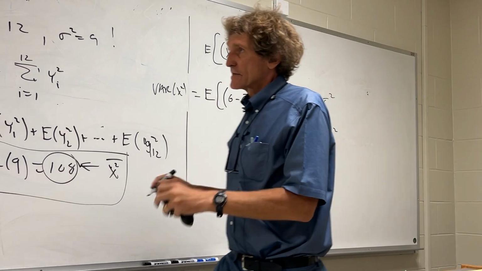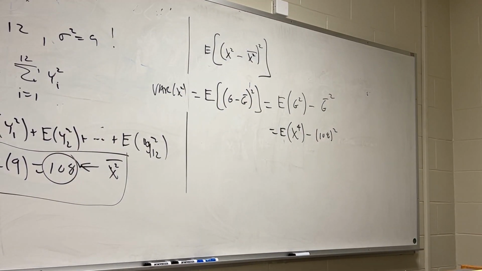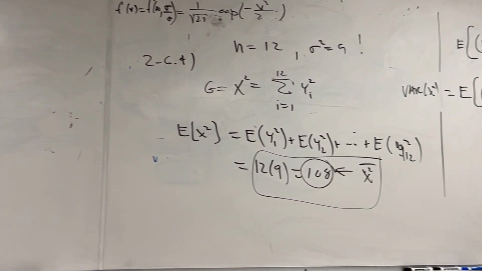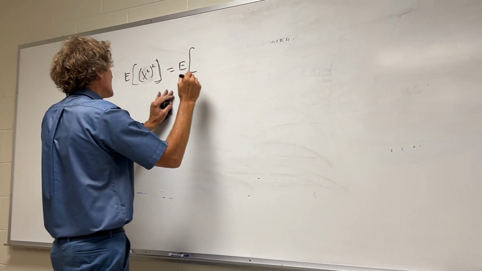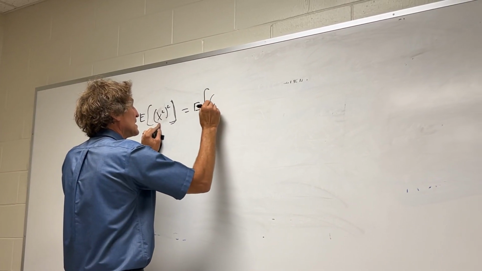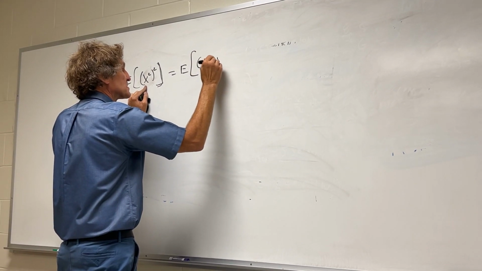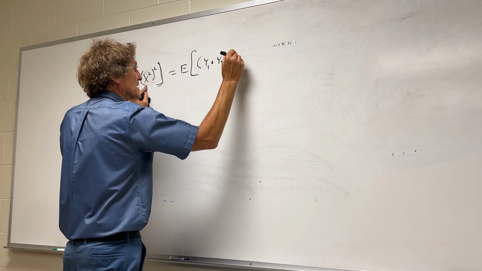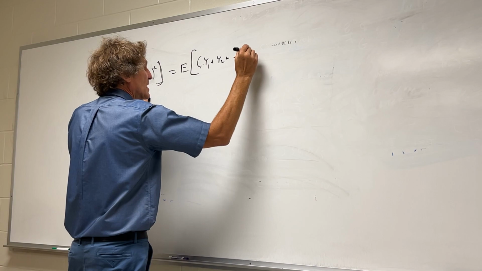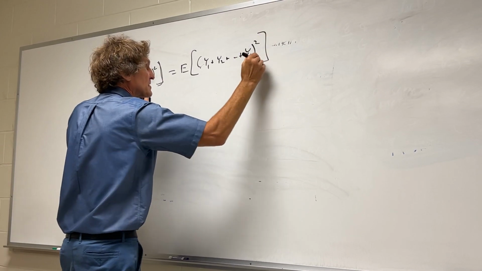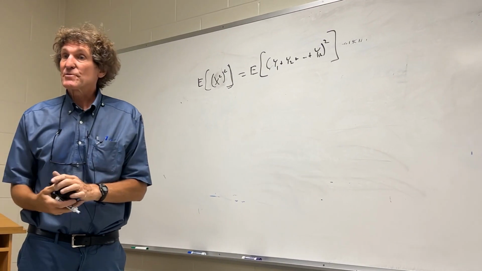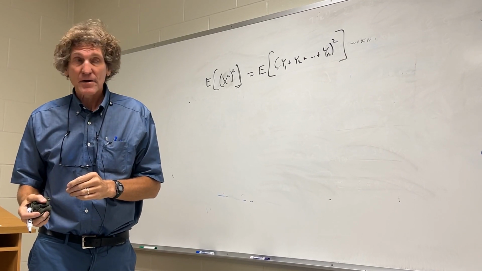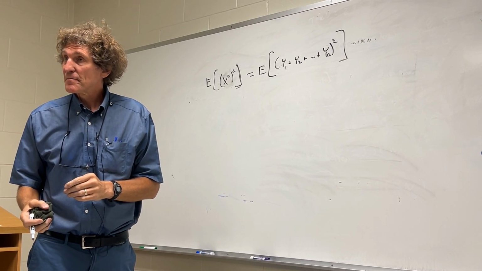All right, how do we get this? Well, what this really is the expected value of, now what is x squared? It's y1 plus y2 plus up to y12, right, squared. Do you all agree with that? Because that's what x squared is, right? Take a look. You all agree with this, class?